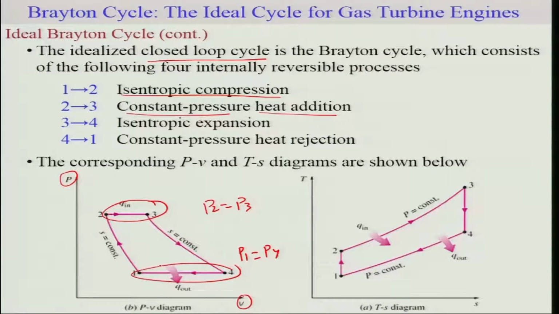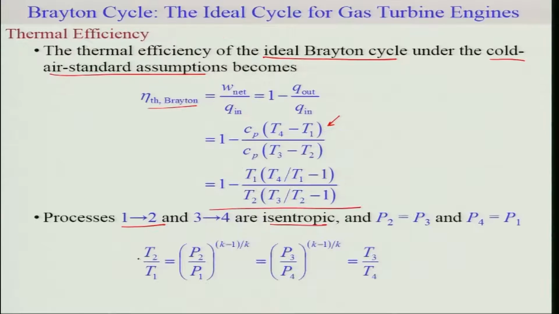This particular process of expansion and compression is isentropic. Making use of this expression, the ratio T2 by T1 is P2 by P1 to the power (K minus 1) by K, where K is nothing but Cp by Cv. Considering that the pressures are constant for the cases of 2 to 3 and 4 to 1, that means the heat rejection and heat addition processes, you can rewrite this expression.